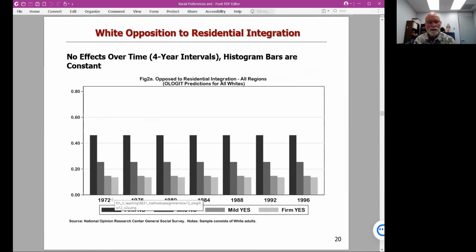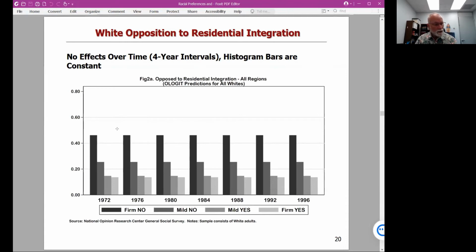The categories, to focus on the actual variable, are where white respondents fall on a scale of 4 categories where they indicate whether it's okay to oppose residential integration or not, racial residential integration. If you're in the top category, you're saying it's okay for whites to oppose integration. If you're in the bottom category, you're saying no, it's not okay.